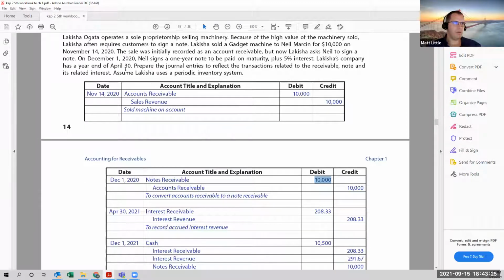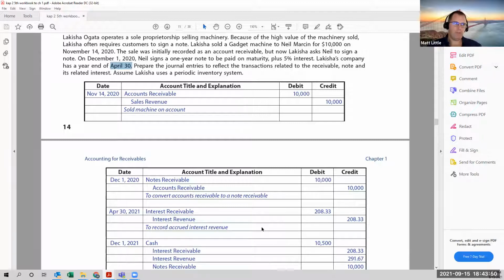Now, the next tricky part is we're told that there's a year end of April 30th. So we know at year ends or even month ends, you would typically accrue income earned or expenses incurred to the proper period using accrual-based accounting. So in this situation, we have 5 months of interest from December 1st, basically till May 1st. So the month of December, January, February, March, and April. So we've got 5 months.